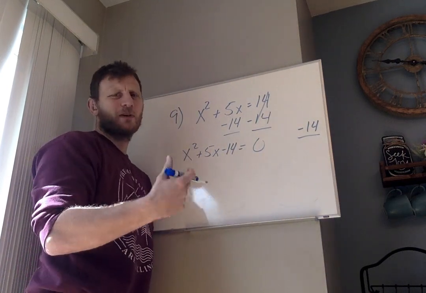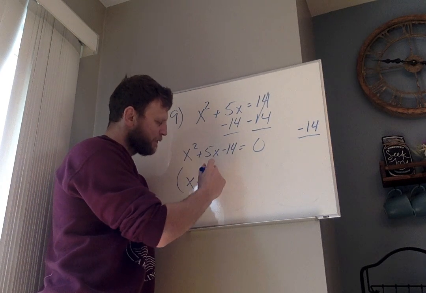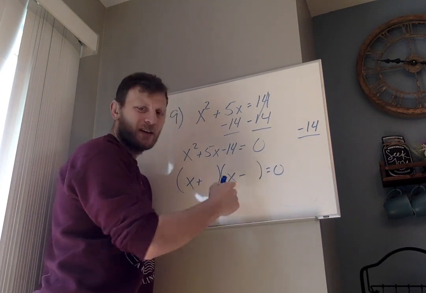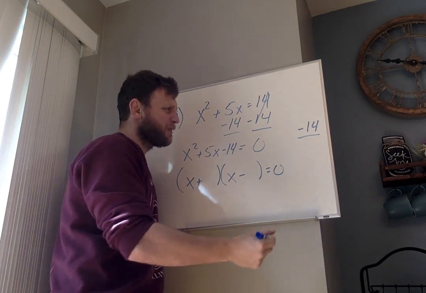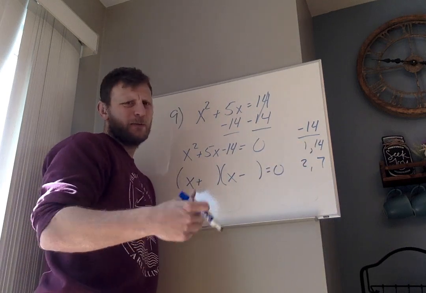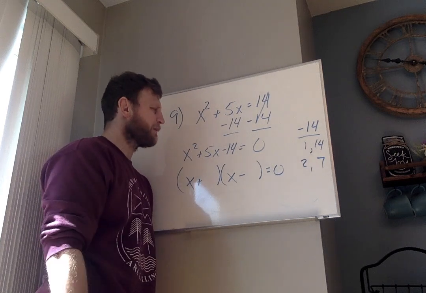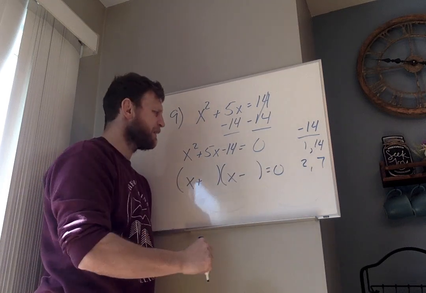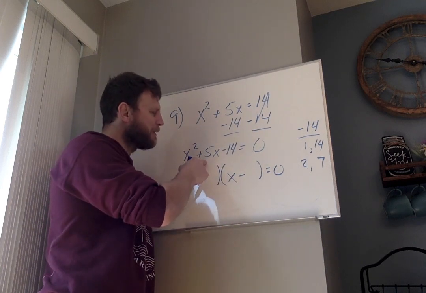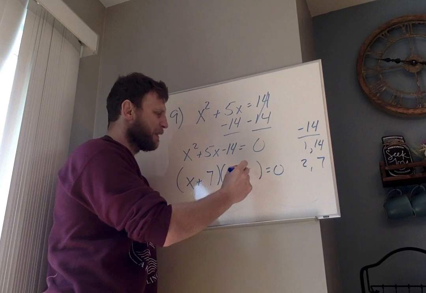All right, so I'm kind of thinking, which ones can give me a 5? Well, I know because this is negative, one's going to be positive, one's going to be negative. Now I'm just trying to fill in those two blanks. So let's start writing down the factors of 14. I have 1 and 14 and 2 and 7. Of those two pairs of factors, which one could give me a 5? Very good, 2 and 7. Now I have to figure out, is this 2 or is this 7? Well, remember the bigger number has to be positive because that's positive. So it's going to be x plus 7, x minus 2.